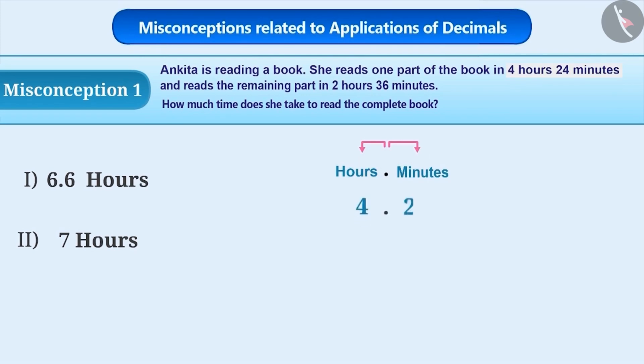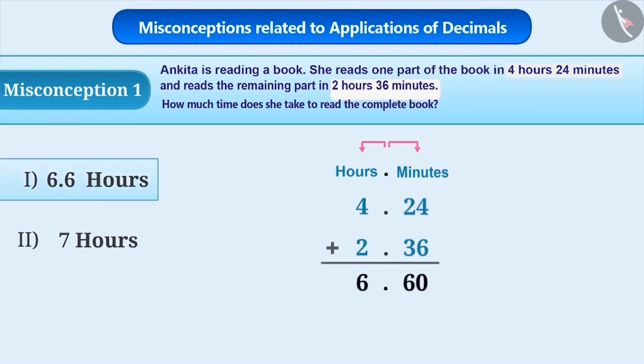So 4 hours and 24 minutes is represented in decimal form as 4.24 hours and 2 hours and 36 minutes is represented as 2.36 hours. Then, by adding these two, 6.60 hours is obtained as the result. But this is a misunderstanding because this is not the correct way to represent time in decimals. Let's learn the correct method.